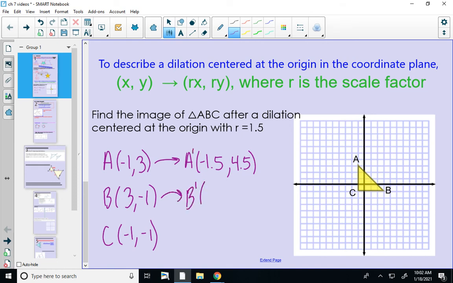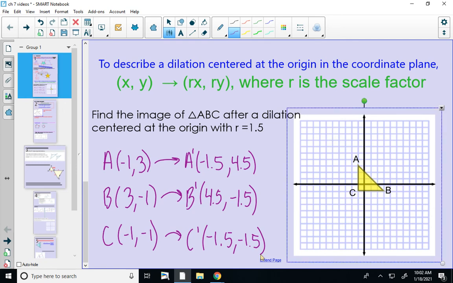B prime, 3 times 1.5 would be 4.5. And -1 times 1.5 is -1.5. And then for C prime, we've got two -1.5s. All right, and then I'll do my best to plot those fractions.